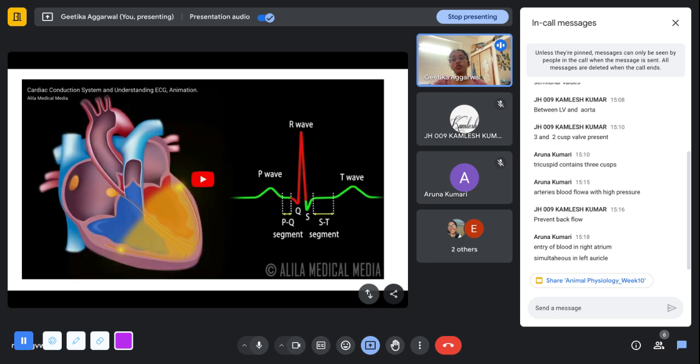Now, let's look at this short video which will explain how the conduction system actually works in the heart. So, kindly let me know if the audio and the video both are working for you guys.